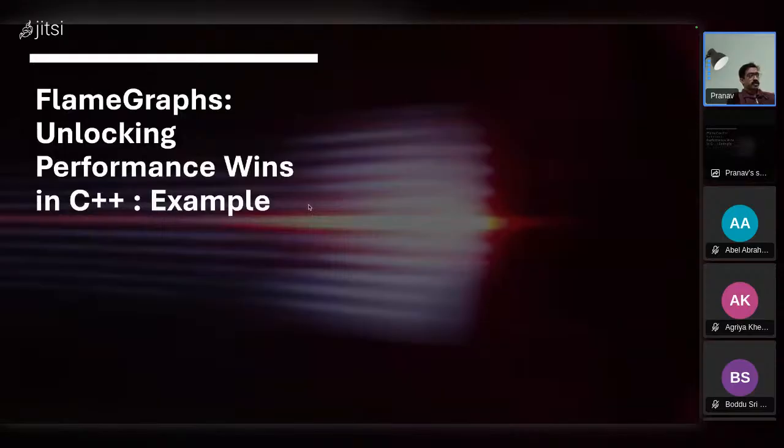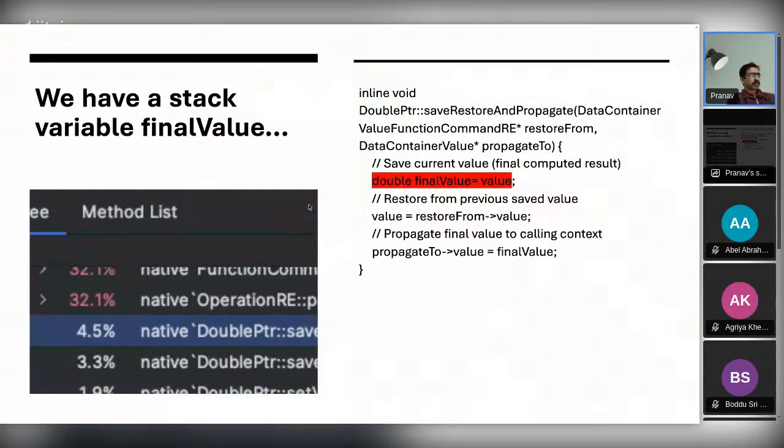So one thing which helped in my journey was flame graphs. It helped me analyze where the bottlenecks are in my code, and what is causing some problem and so on. So just an example I wanted to share. On the right side I have a snippet, and here I am having a double variable which I am creating on a stack.